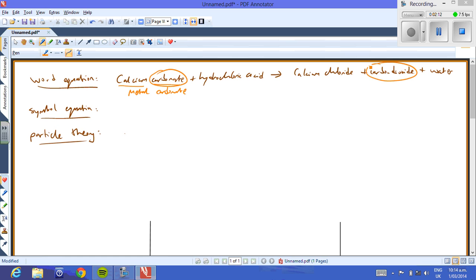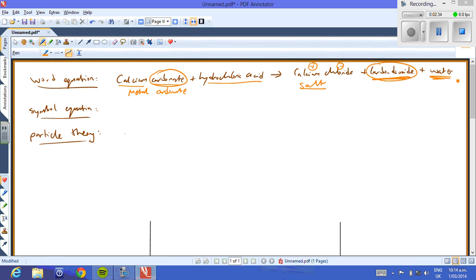So just remember that. Every time you have a metal carbonate plus acid, you get a salt, which is your calcium chloride. That's a metal, which would be the positive ion, and a non-metal, which would be the anion. So that's your salt. You get carbon dioxide every time, plus water. So that should help you memorize the word equation and also the symbol equation.